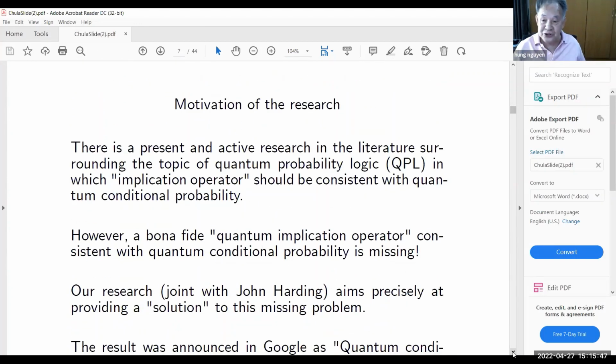So the motivation of the research is the following. There is at present an active research in the literature surrounding the concept of quantum probability logic in which the implication operator should be consistent with quantum probabilities. So implication operator is an if-then. You say something like this when you do mathematics: if f is differentiable, then f is continuous. That is your logic.